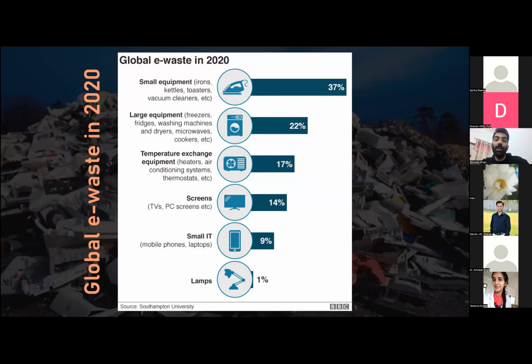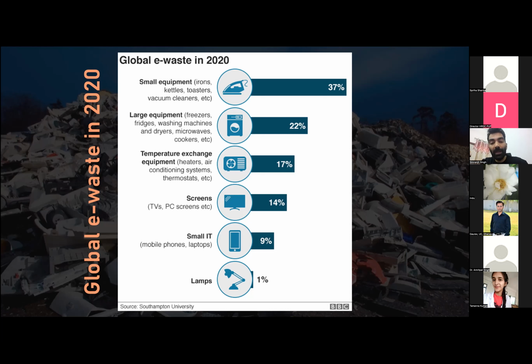So I just told you all the categories of the equipment, like all the categories in European Union. So which of these categories contributes the most to e-waste? This is the research by Southampton University in 2020, small equipment. Contrary to belief that mobile phones, iPads, laptops, they contribute the most to the e-waste, actually irons, kettles, toasters, vacuum cleaners, they contribute the most to the e-waste, 37%. That's a global e-waste. It's not just for UK. Southampton University did a research of the entire. I'm not sure what their sample size was, but it was fairly large.